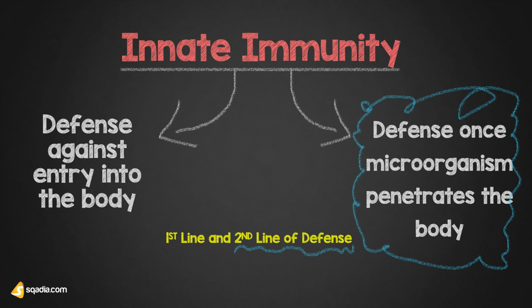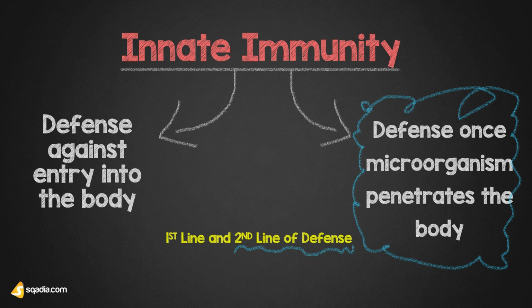In case the first line of defense fails, such as after a cut, and integrity of skin barrier is compromised, then microbes and potential pathogens can enter the body and can begin to multiply rapidly in the warm, nutrient-rich systems, tissues, and organs. That is when the second line of defense comes into action.